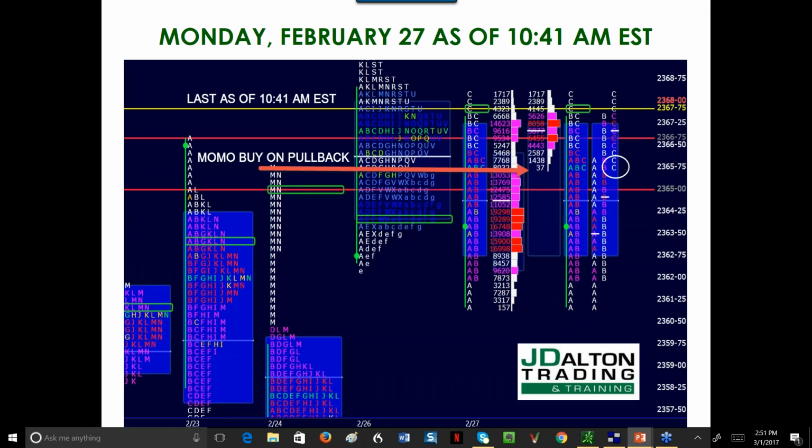Notice the market made a pullback in the B period. The pullback low was at Friday's high. 37 contracts traded at Friday's high on the pullback in C period. That is a momentum, day timeframe trader, momentum buying level. That's mechanically what the momentum traders do. So it went back there exactly to that level. That is what I'm talking about.